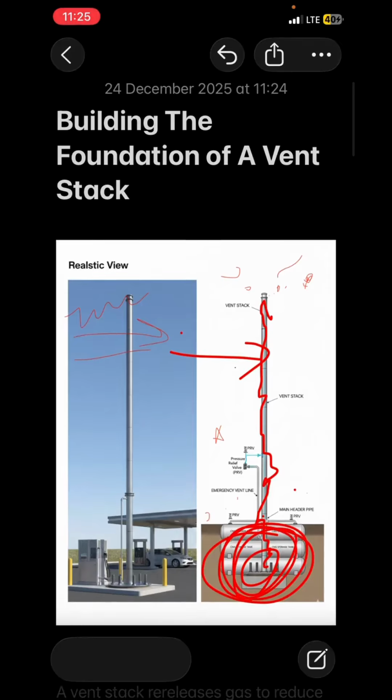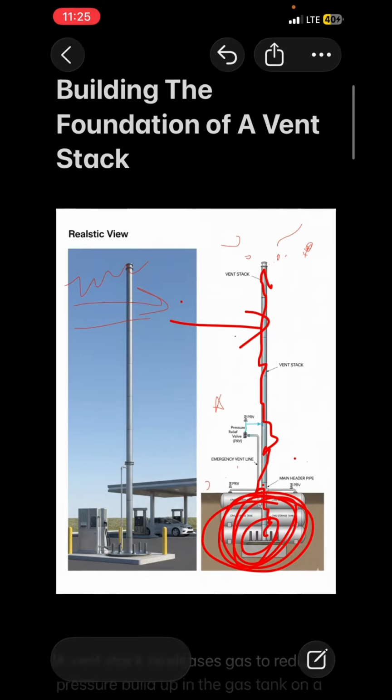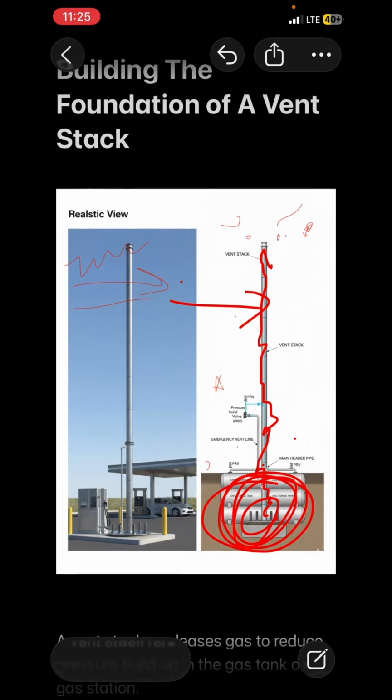Okay, so I'm going to show you in this video how to build the foundation for the vent stack. This was a task that was given to me and an engineer. So we're told to build a vent stack, but let me first tell you what a vent stack is, right? This is part of a larger project, okay?